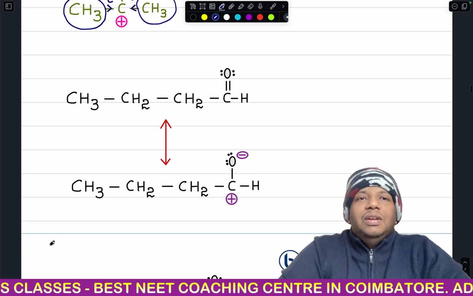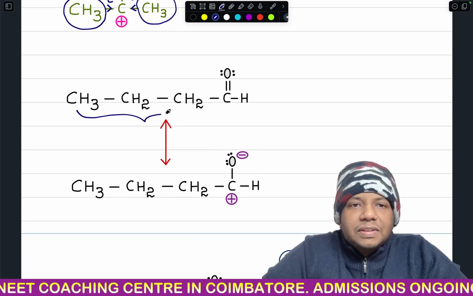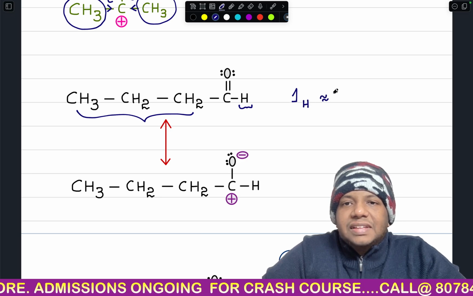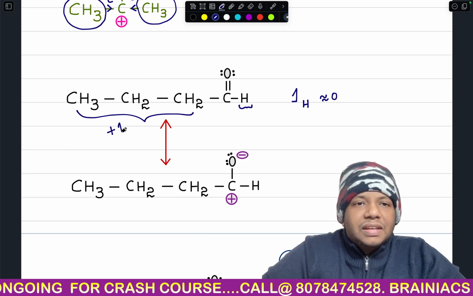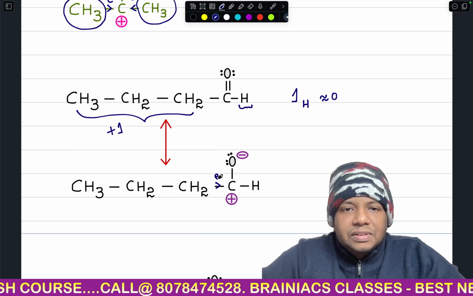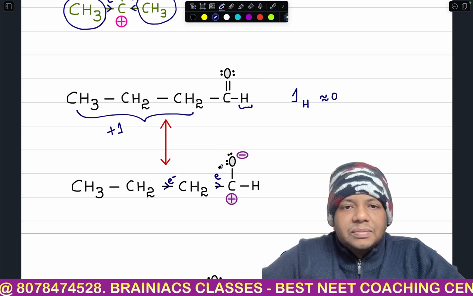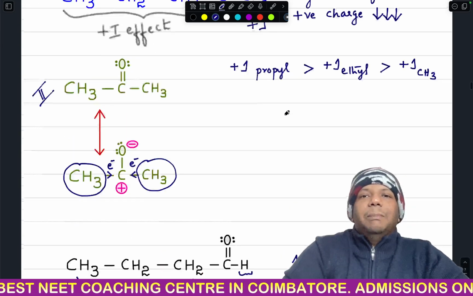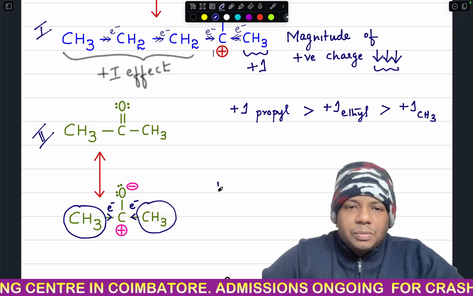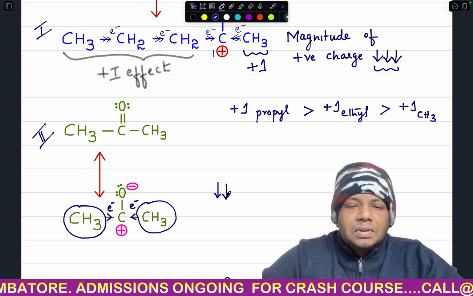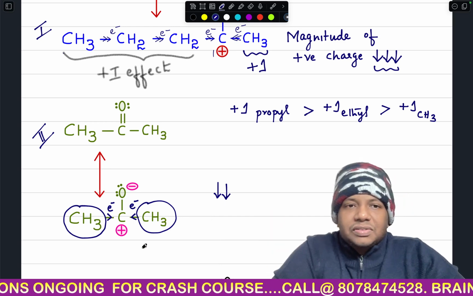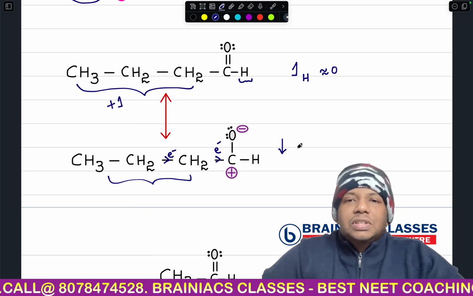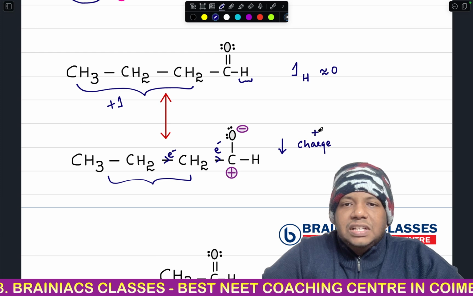Now coming to the third one, here also a propyl group is present. But fortunately we have hydrogen here, and we know that the inductive effect of hydrogen is considered as 0. Here the propyl group has plus I effect, so it will only push the electron in this direction. So what will happen, sir? The magnitude of the positive charge here also decreases, but to a lesser extent compared to the other one. So for the first one I have given 3 arrows. Here also the magnitude is decreasing, but I can put 2 arrows. Why? Because from both sides the electrons are pushed towards the central carbon atom, and here the propyl group is only pushing from one direction. So here also the magnitude of the positive charge is decreasing.